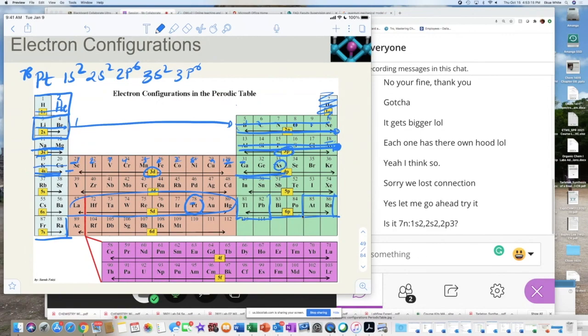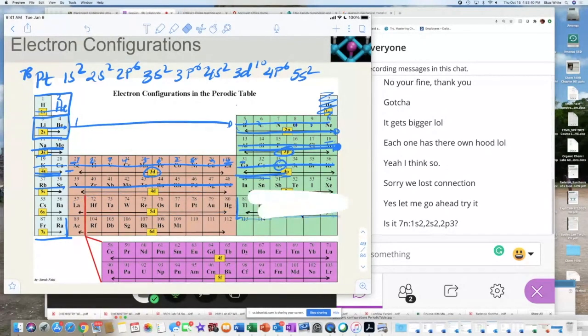From here to here, 4s2. Here to here, 3d10. So I'm going all the way here, right? From here to here, 4p6. I keep going. From here to here, 5s2. From here all the way to here. It's a lot of writing here.